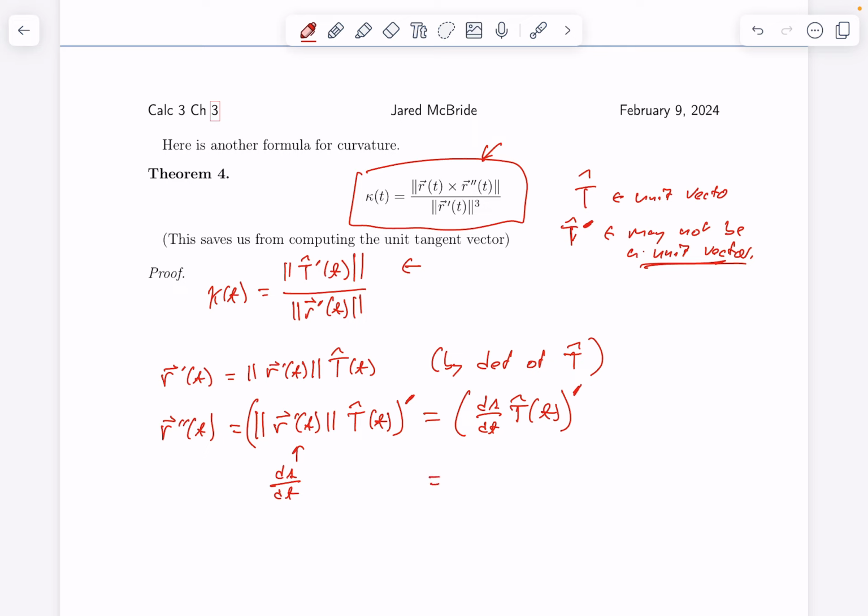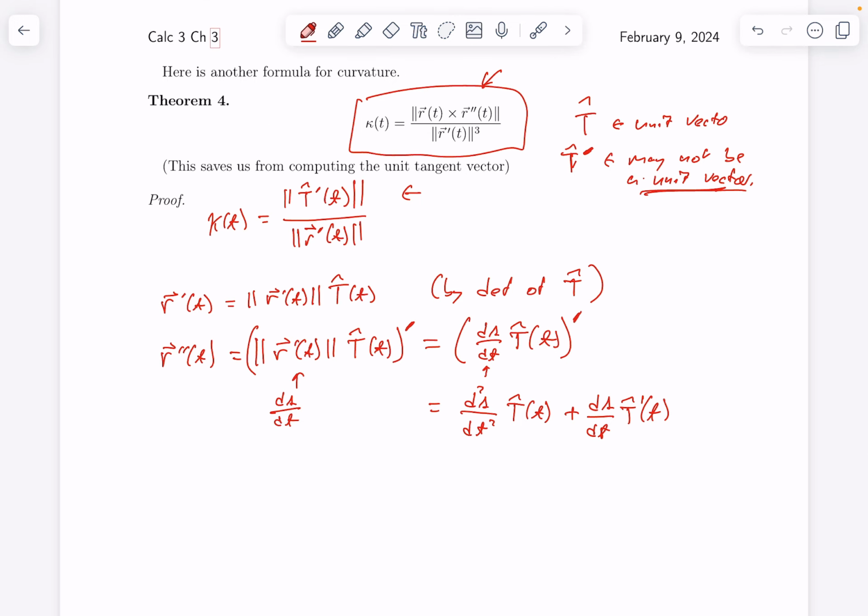Let's go ahead and take that derivative now. I'm going to use the chain rule. This is a scalar function, so I'm going to have d squared s/dt squared, that's the second derivative of s with respect to t, times this thing, plus ds/dt times the derivative of my unit tangent. Okay, so there's that. Let's go ahead and take this cross product now.